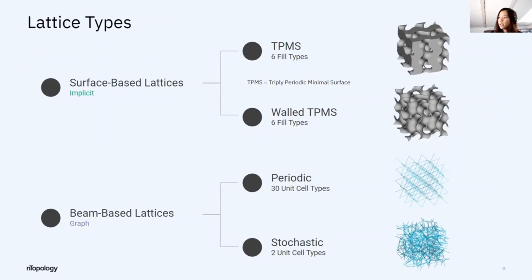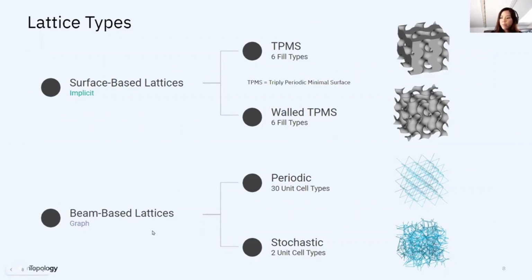And so you can see these create the domains. And the difference between the walled TPMS and TPMS is just that walled TPMS has this solid part hollowed out, creating two domains instead of one that you see here. And there are 6 different fill types, and the most famous one is the gyroid.